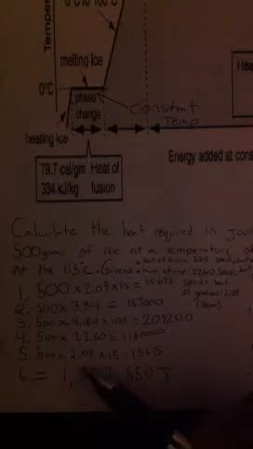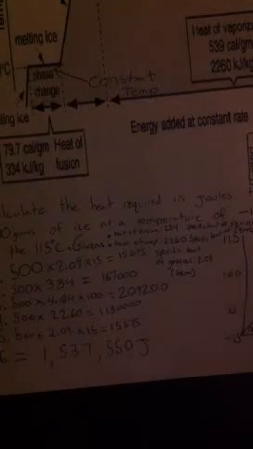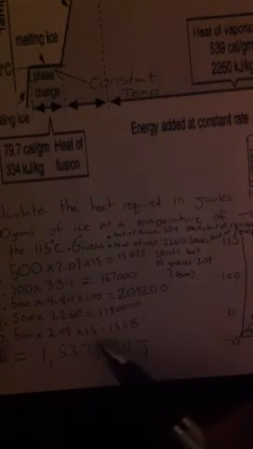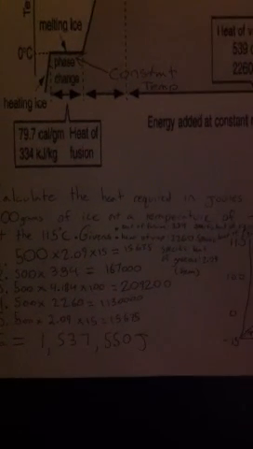So then you got 5, and 5 is when the steam is heating. So you take 500 grams times 2.09, which is the specific heat of gas, and then you times that by 15 because that's from 100 to 115, and you get 15,675. Then you take all these numbers and you add them up, and you get 1,537,550 joules. And yeah, that's how you do it.